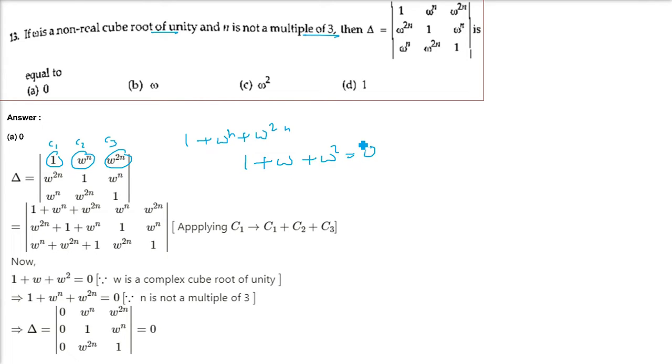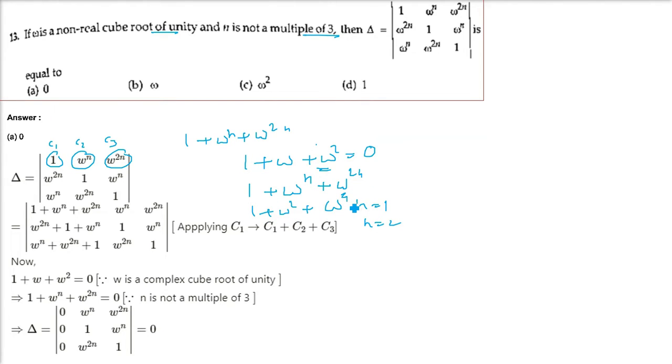n. But we know that 1 plus omega square is what? It is equal to 0. But what we are getting here is, in the first row, first column, 1 plus omega raised n plus omega raised 2n. Let us put n equals 1. It is 1 plus omega square. It is equal to 0.